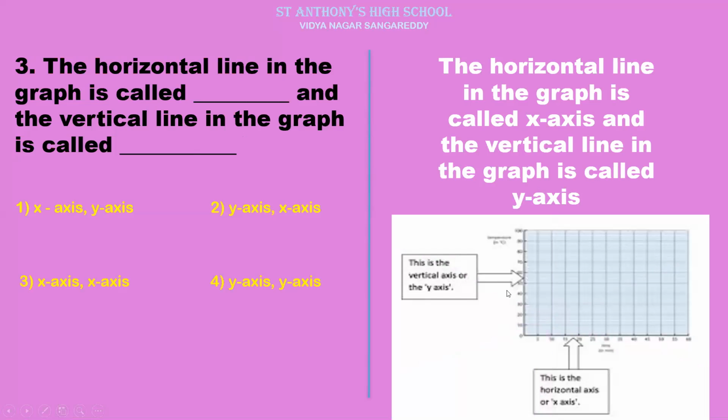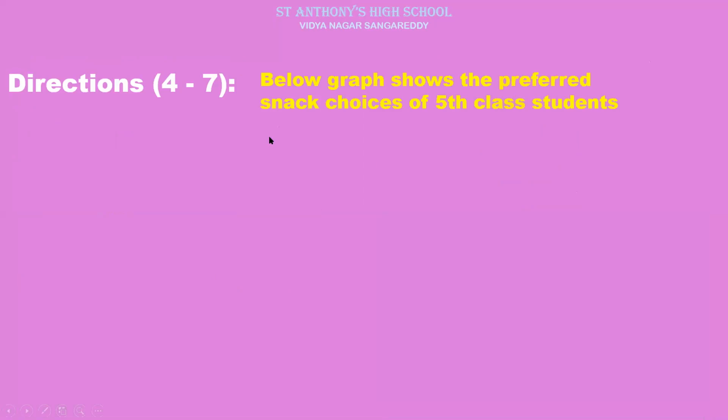So this is a bar graph. This is a horizontal line, this is a vertical line. This is called the x-axis, and this is called the y-axis. Take a screenshot. The answer is x-axis, y-axis. Next one is directions. The information which I am going to share is a chart.